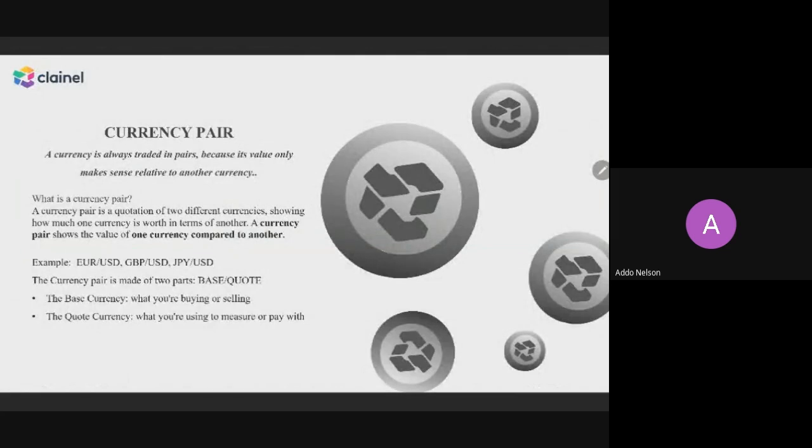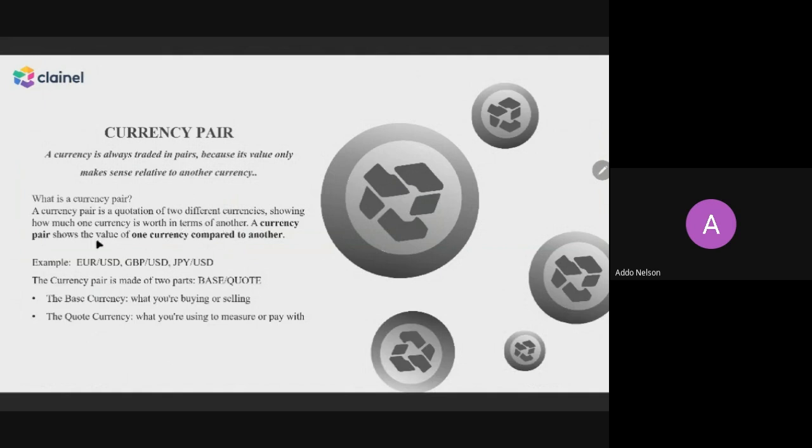So first off, before we get into how to calculate profits in forex, what is a currency pair, you might be asking? A currency pair is a quotation of two different currencies, as is written here, showing how much one currency is worth in terms of another.